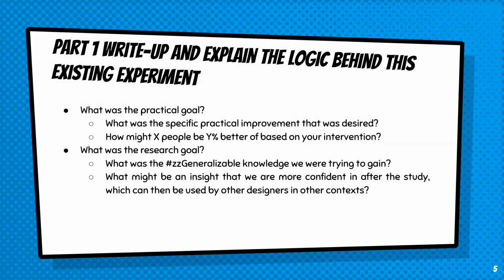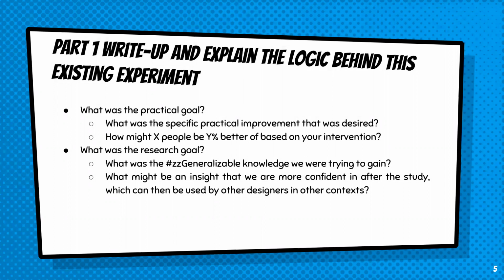So let's start with part 1, which is the write-up and explaining the logic behind the existing experiment. The first question is, what was the practical goal? That can be expanded to: what was the specific practical improvement that was desired, and how might X people be Y% better off based on your interventions?